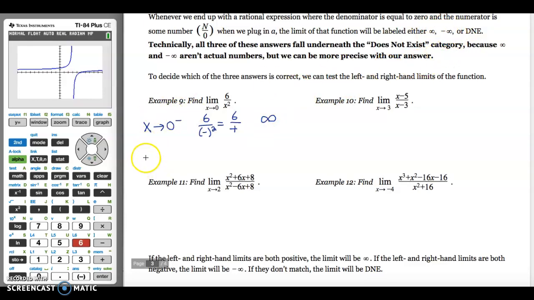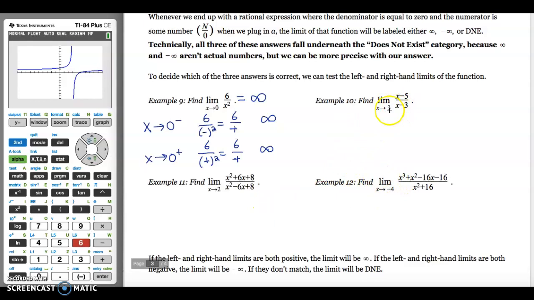So then let's look at the right-hand limit. So x approaching 0 from the right-hand side. If I picked a number very close to 0, but from the right-hand side, that would be a positive number squared. And so then I'd still end up with 6 over a positive number. So my right-hand limit would also be infinity, which means my general limit overall would be infinity. Okay, we're going to do a couple more examples of these ones because they're a little difficult.